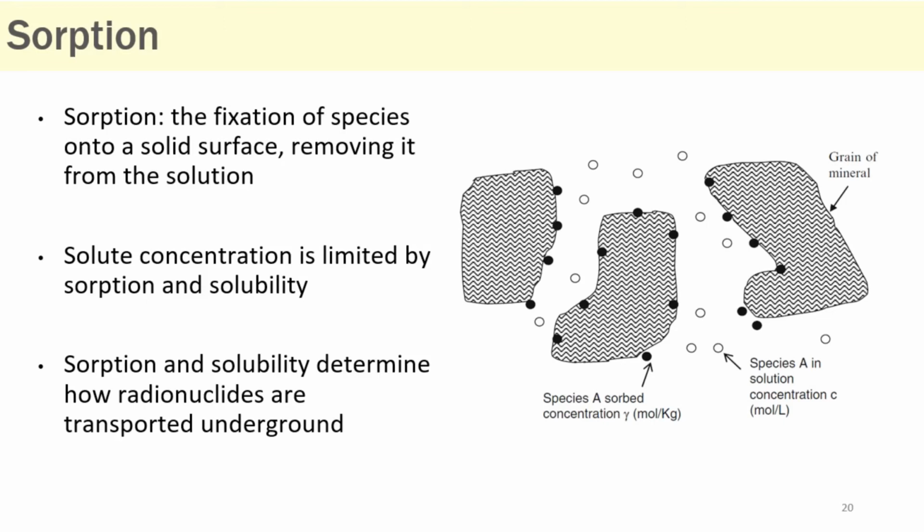As the solubility of a radionuclide decreases, its solute concentration will decrease, which means transport will also decrease. So these two factors, solubility and sorption, significantly influence how radionuclides are transported by water underground.